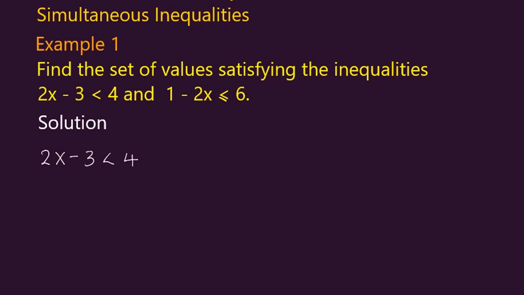This is how I do it myself. I'm going to shift -3 to the right hand side, becomes +3, and I'll be left with 2x on the left hand side, and 4 plus 3 is 7. And then I divide both sides by 2, so that I'll be having 2 into 7, that's 3.5. So I'll be having x is less than 3.5. Right, so that is the solution for the first inequality.